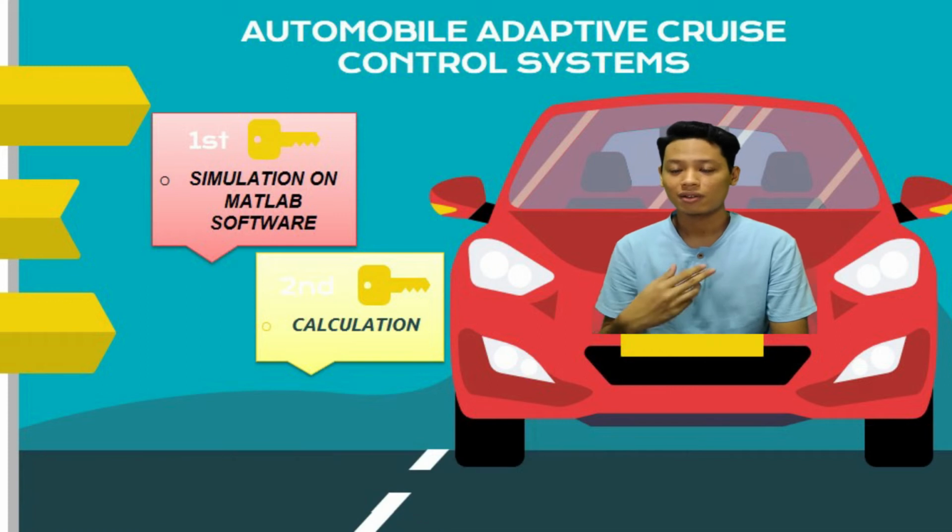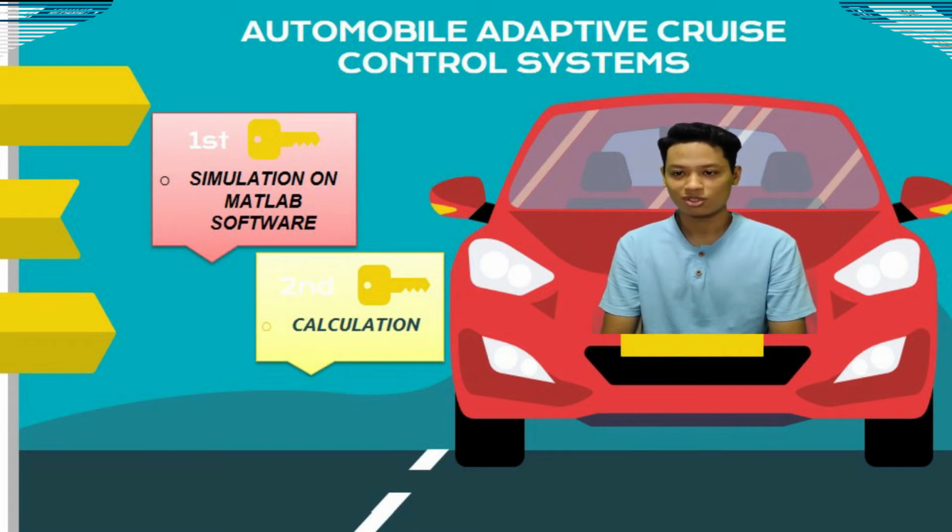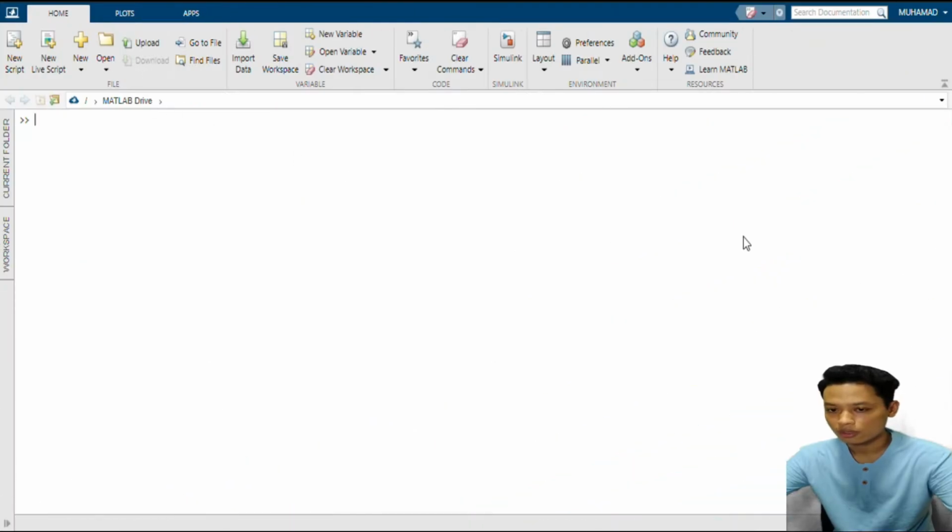Hi, now I will continue our group presentation. I will present about simulation on MATLAB software and calculation. First, we have assumed our transfer function equation is 76 over s squared plus 14s plus 100. After we assume, now I will show you how to simulate the transfer function by using MATLAB software to get the output. Okay, now this is the MATLAB software script.